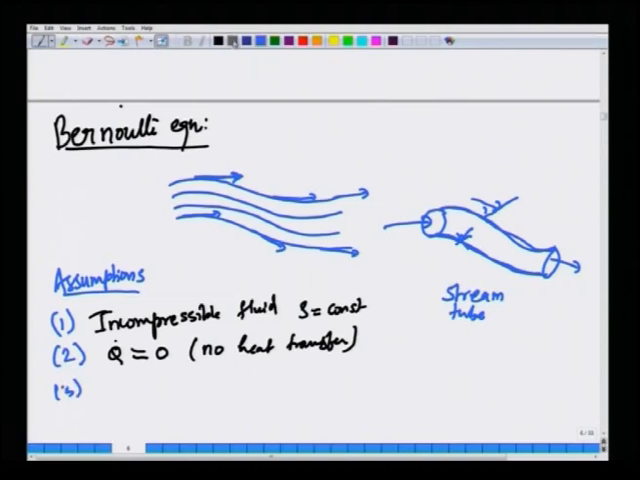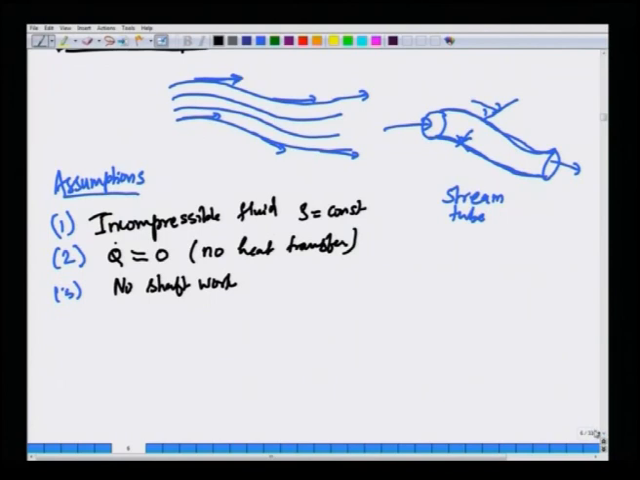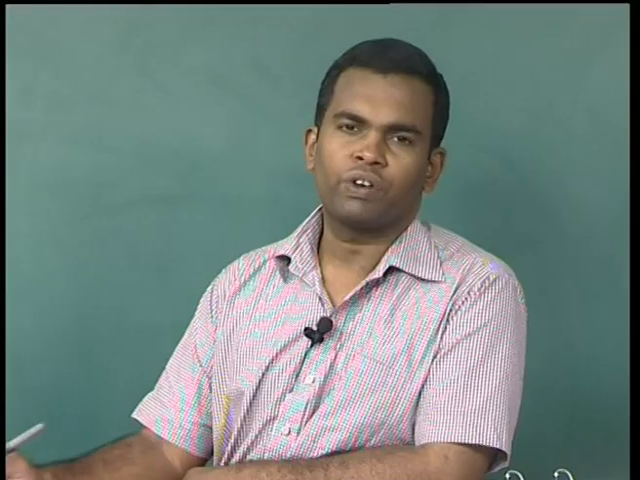Okay, no shaft work. We are just considering plain flow. There is no reason for us to expect that there is a shaft work present. Okay, no shaft work. So, these are the three major assumptions. Once we do this, okay, and further assume a most important assumption, that the fluid is non-viscous or inviscid. We are considering the fluid is a hypothetical fluid with 0 viscosity. Okay. Once you do this, we can simplify the energy balance to the Bernoulli equation.